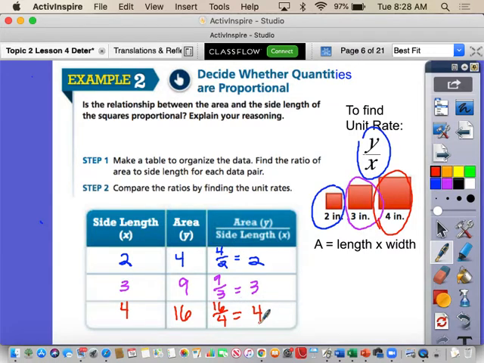All right, so there's definitely a pattern here, but are we getting the exact same unit rate for all of them? No. So are those squares proportional to each other? No. So we would say they're not proportional because of the unit rate, they're not the same.